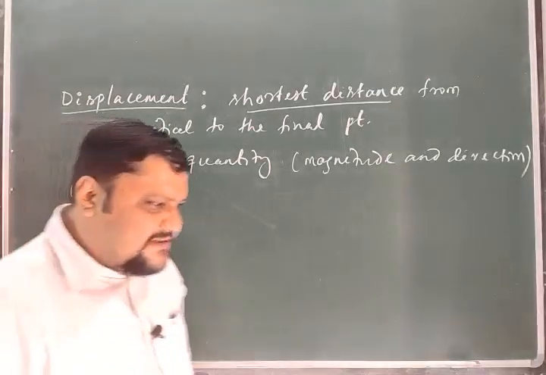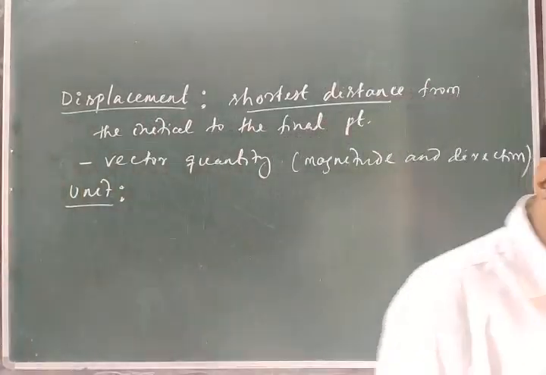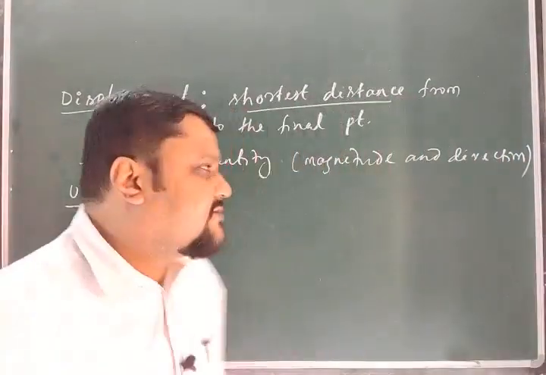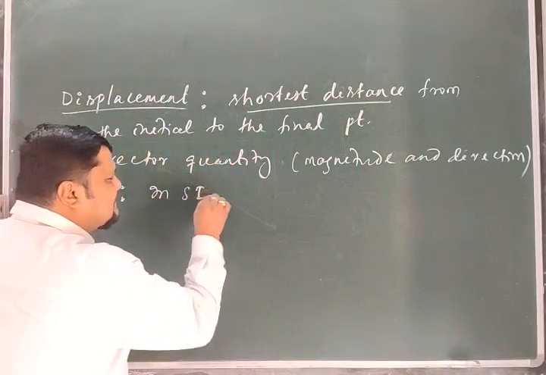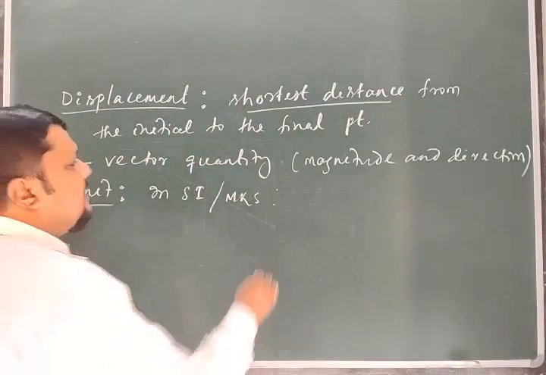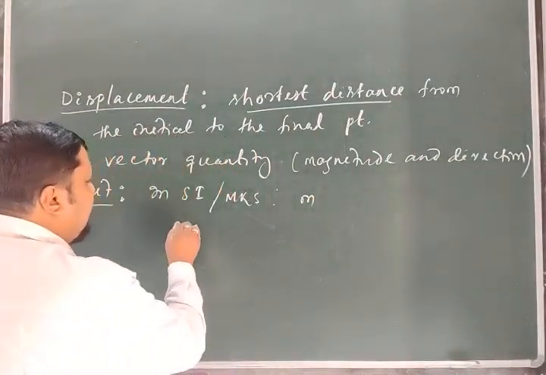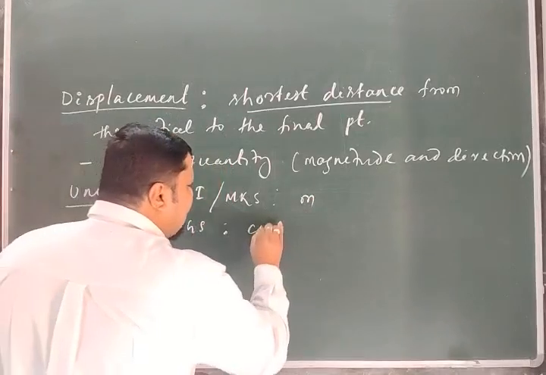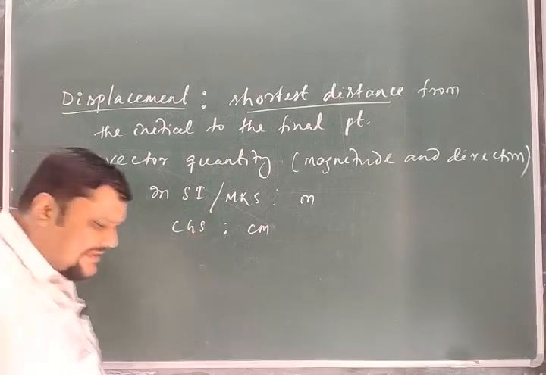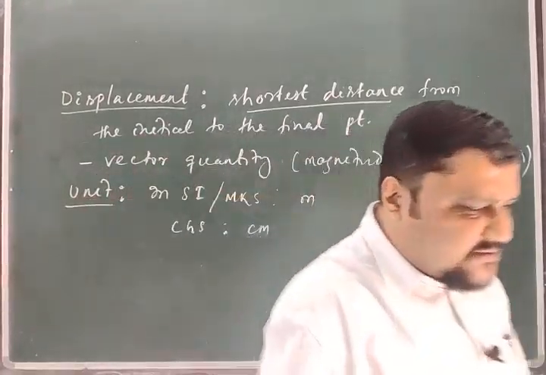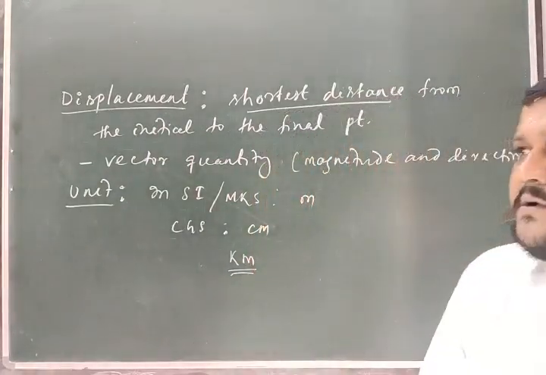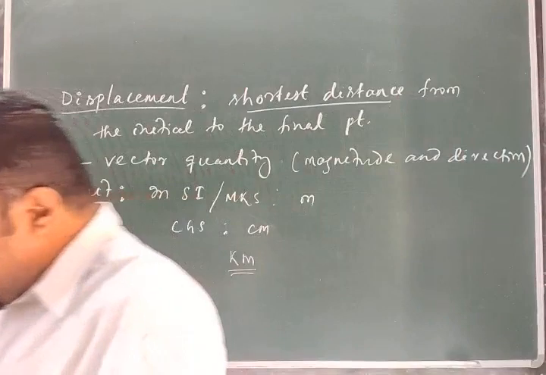As in our unit and dimension discussion, we know that distance and displacement both have the same unit and the same dimension. So in SI, or MKS, the unit is meter, and in CGS the unit is centimeter. Practically, for long distances we generally measure the unit in kilometer also. So this is about the displacement.